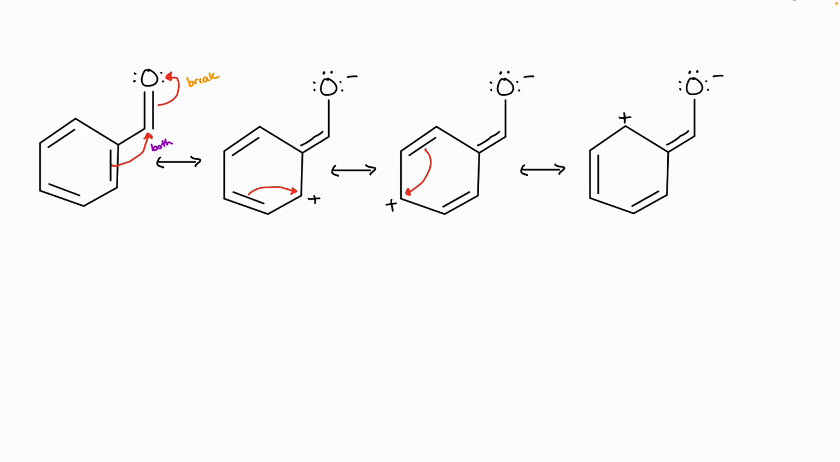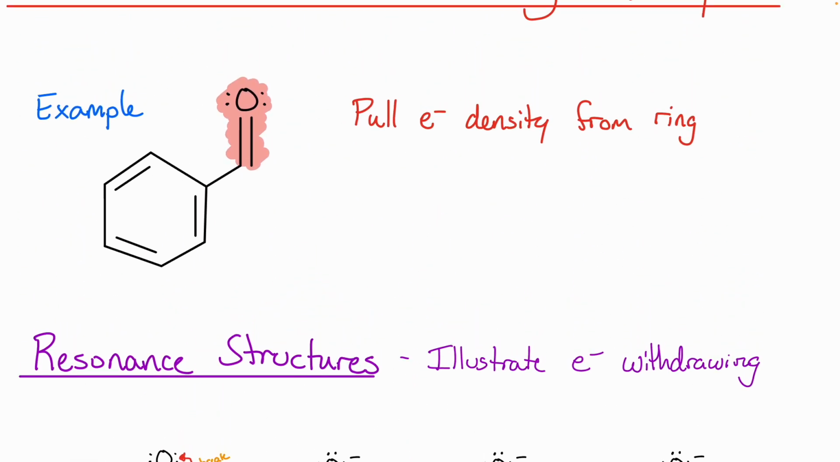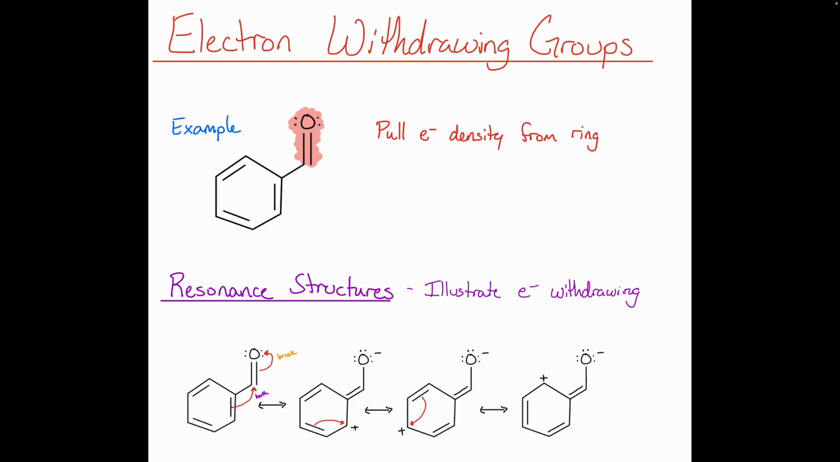All right, so these are all of our resonance contributors of benzaldehyde. We can see that the electron withdrawing group has pulled electron density from the ring. So now I have positive charge that I'm bouncing around that ring, right? This electron density has been removed from the ring. It turns out that these electron withdrawing groups are what we call metadirectors.